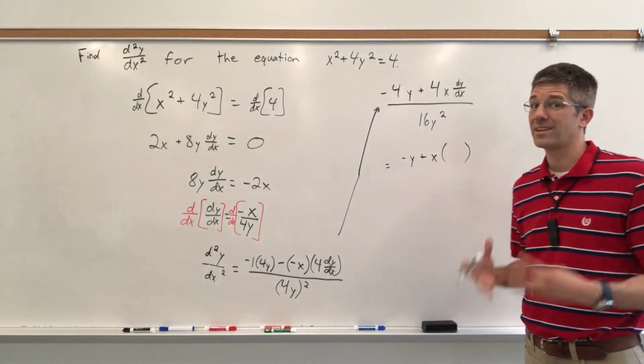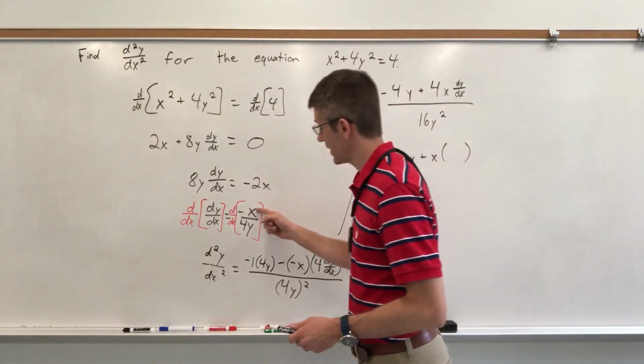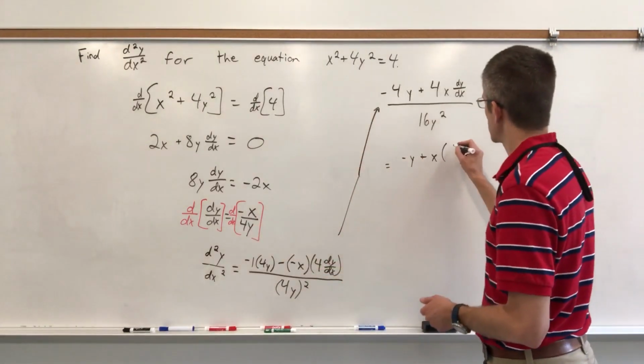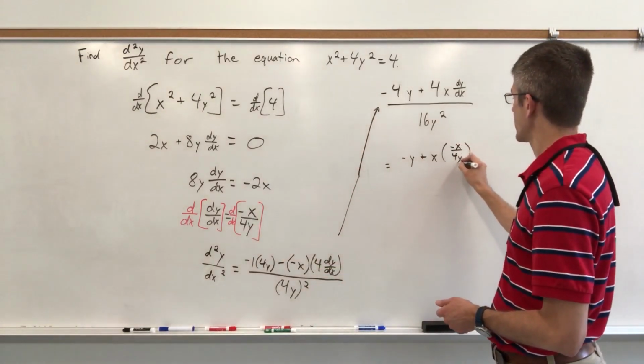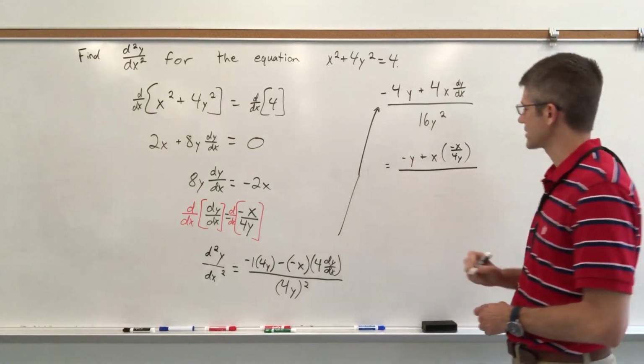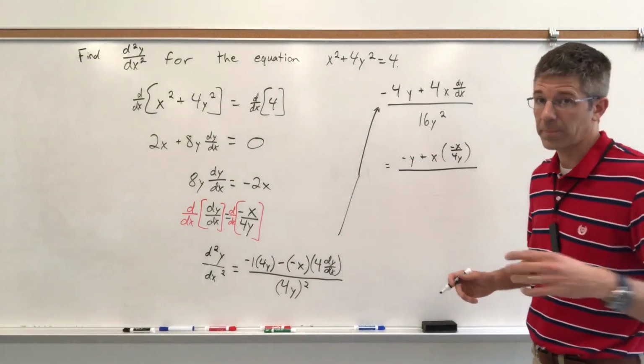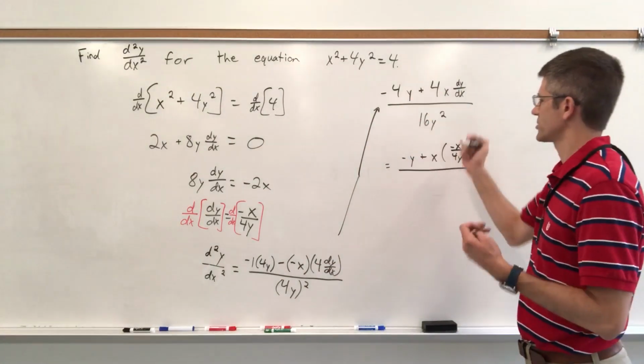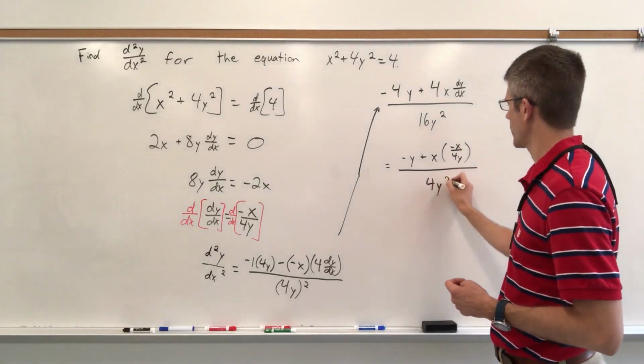Instead of dy/dx, let's actually put what dy over dx is, and it's this: negative x over 4y. So negative x over 4y goes there. Things are going to get clearer. Also in this step, I'm dividing everything by 4 because all the terms are divisible by 4. So we'll have 4y squared.